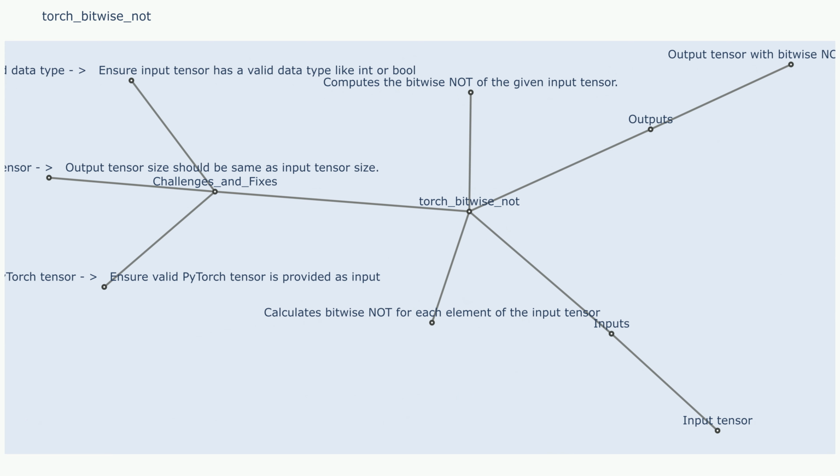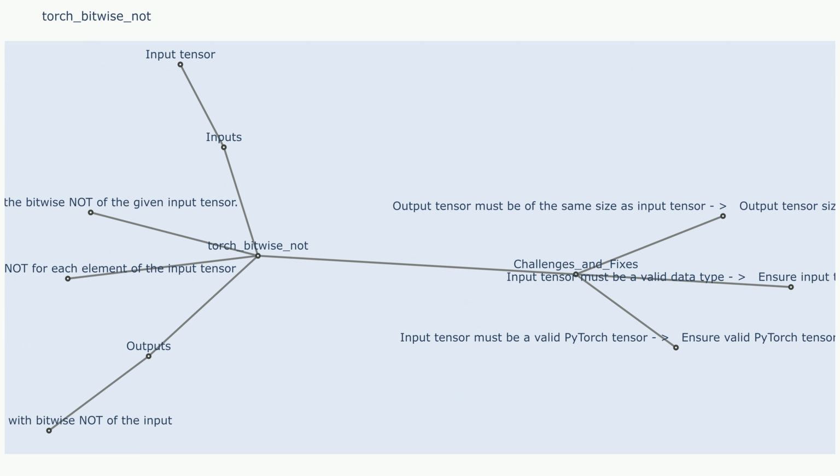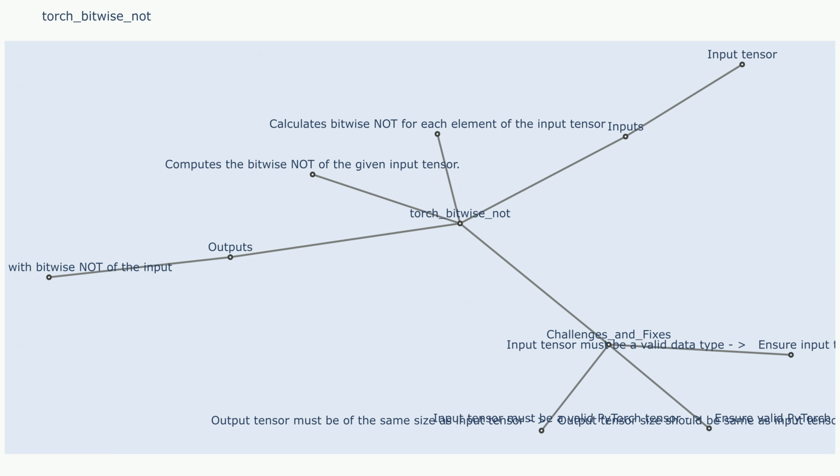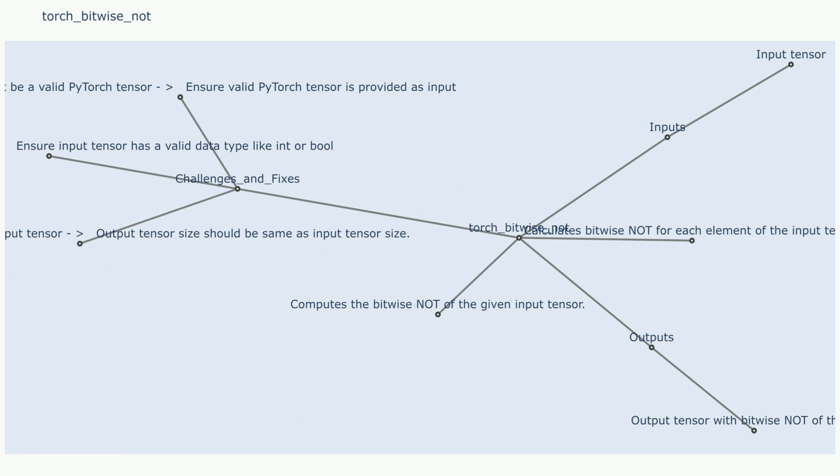Challenge 2, the output tensor will have the same size and data type as the input tensor. Sample use case that resulted in challenge 2: performing the bitwise NOT operation on a tensor with a specific size and data type. Fixes to challenge 2: the output tensor will have the same size and data type as the input tensor.